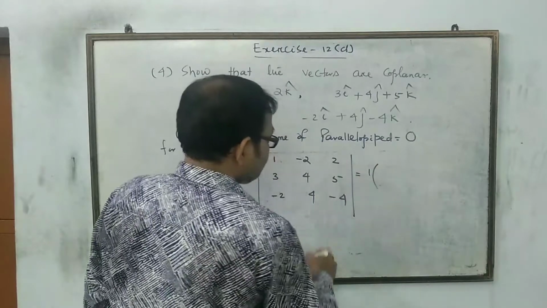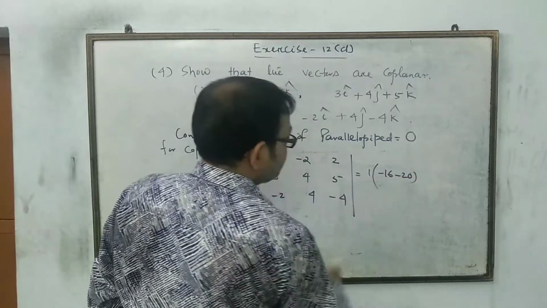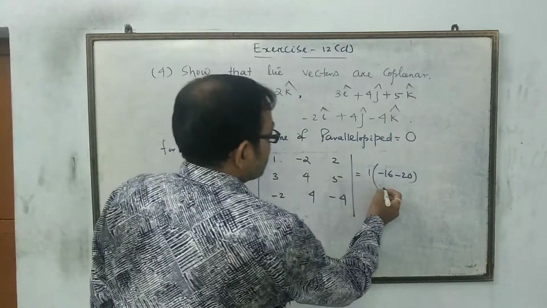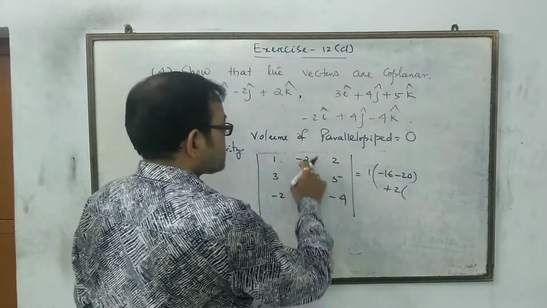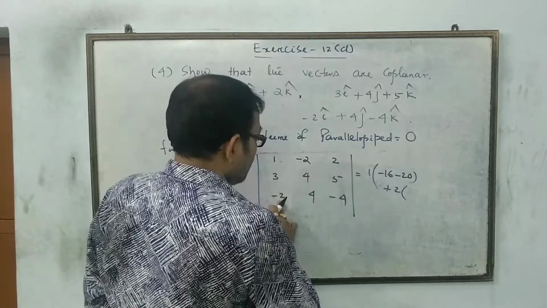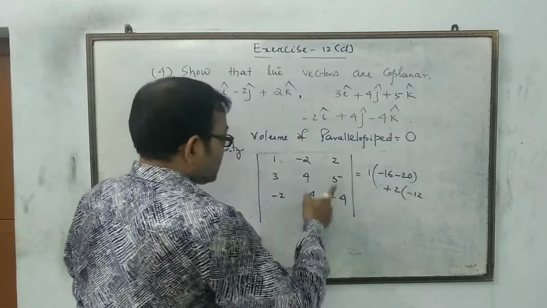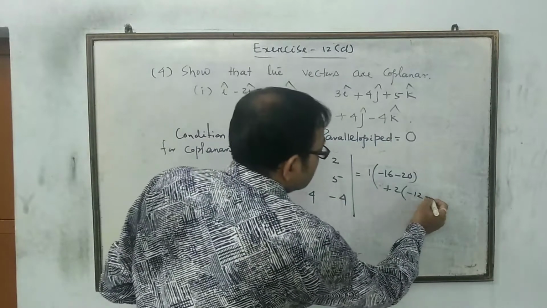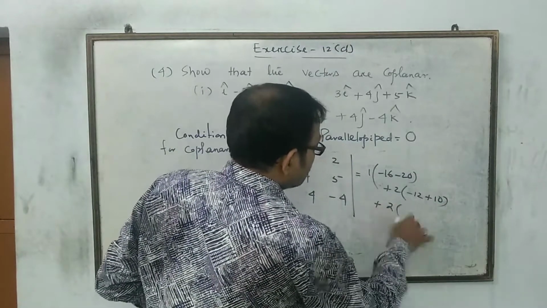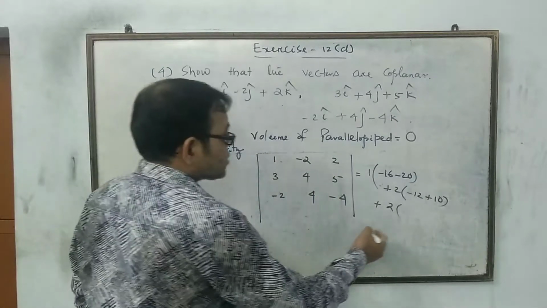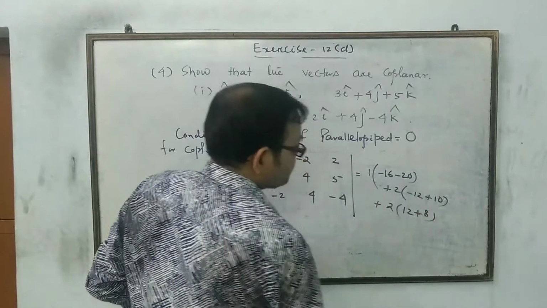Plus 1 into 4 into minus 4, it is minus 16, minus 20. Then minus of minus 2, with signs plus, minus, plus: 3, 5, minus 2, 4. 3 into minus 4 is minus 12. Minus 5 into minus 2 is minus 10. And plus 2 into, 3 into 4 is 12. Minus 4 into minus 2 is minus 8.